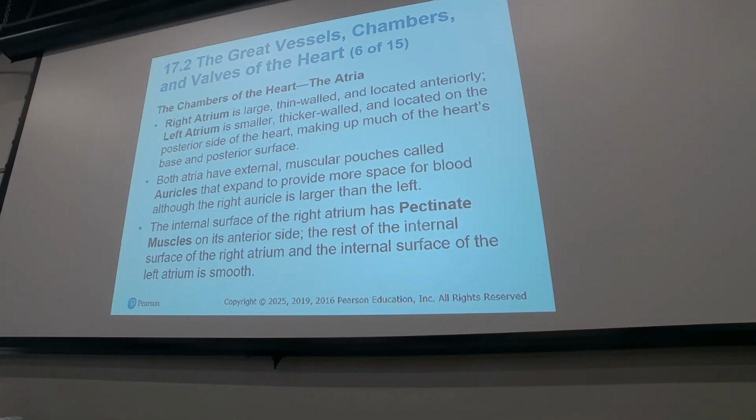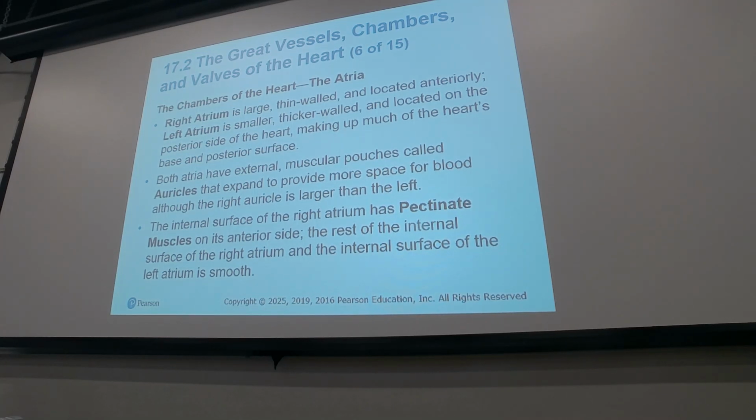At the base of the heart, we have the great vessels that attach. Veins attach into the atria to deliver blood into the heart, and arteries attach into the ventricles to deliver blood either into the lungs, on the right side, or into the body, on the left side.